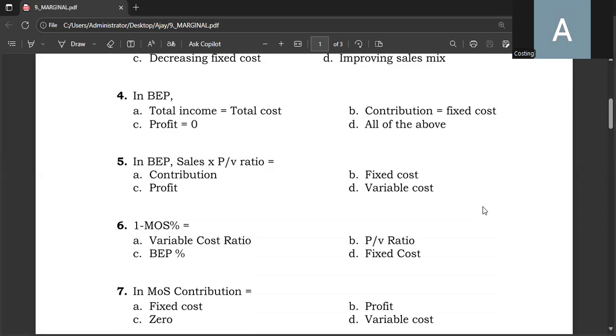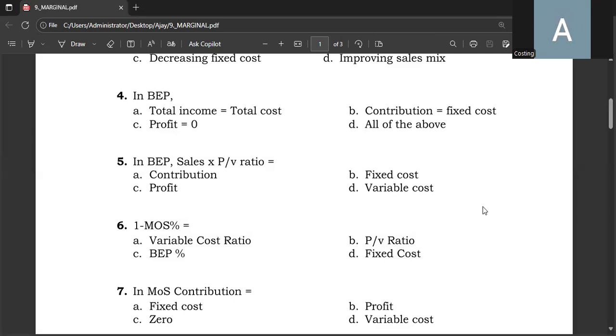Question 6. 1 minus MOS percentage is equal to option A. Variable cost ratio. Option B. PV ratio. Option C. BEP percentage. Option D. Fixed cost.